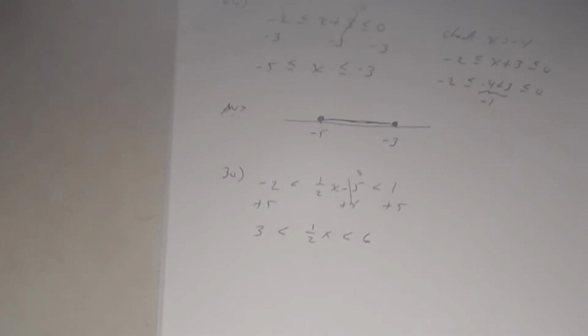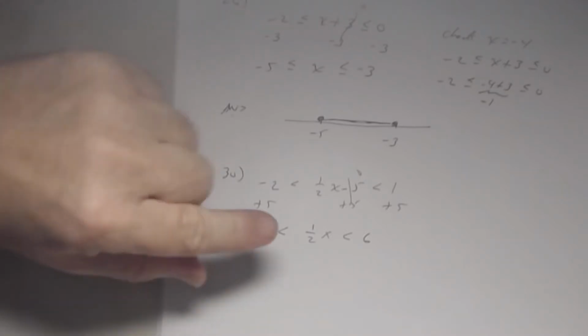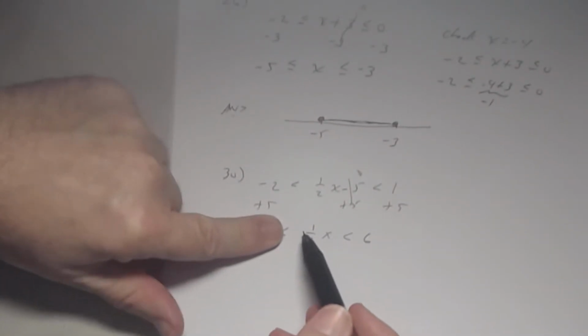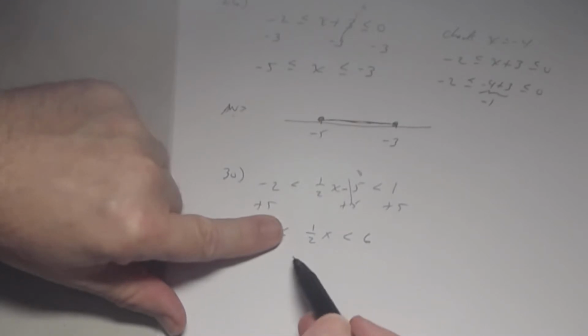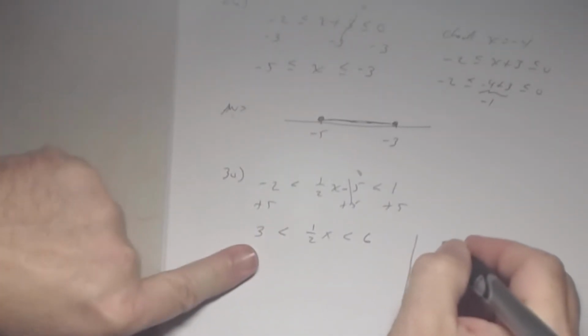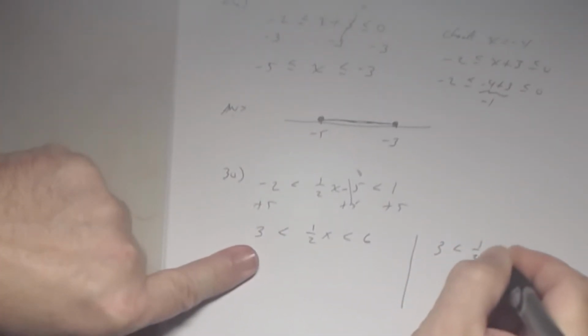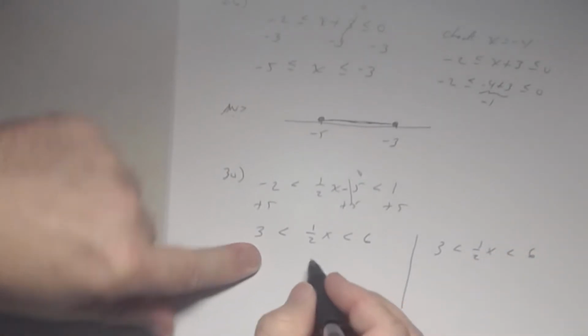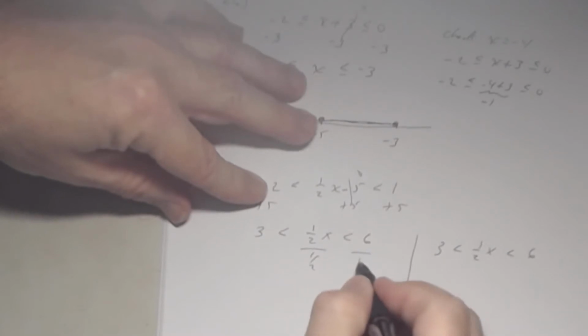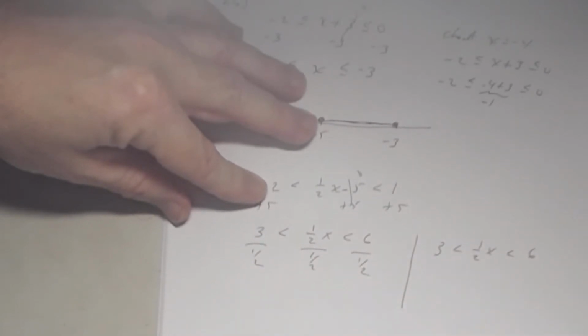Okay, multiply by the reciprocal. What's the reciprocal of 1/2? 2. Now remember we talked about this before. We could multiply both sides by the reciprocal of the coefficient, or we can actually divide both sides by what? 1/2. It doesn't matter which one you use, but whatever you use, you've got to do it to all parts. So you would have to say divide by 1/2, divide by 1/2, divide by 1/2, like that.